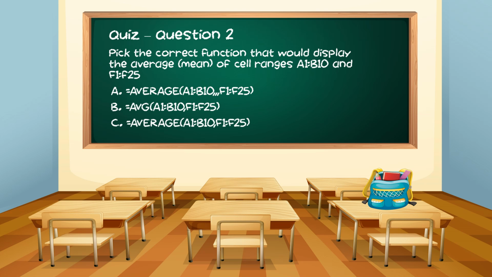Well, I know it's not going to be A because of all the commas. I know it's not going to be B because the word average has to be completely spelled out. So my answer is C. Equals average A1 through B10, comma, F1 through F25, 2 arguments separated with 1 comma.